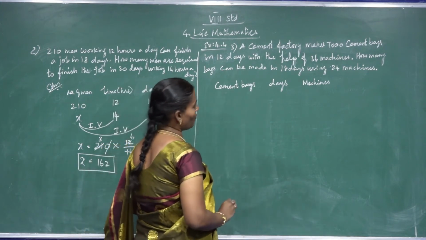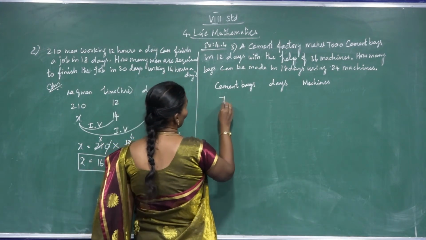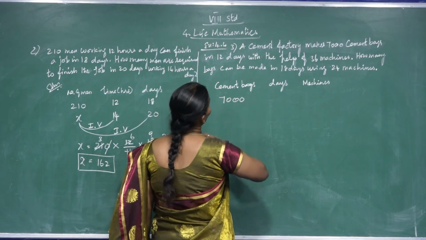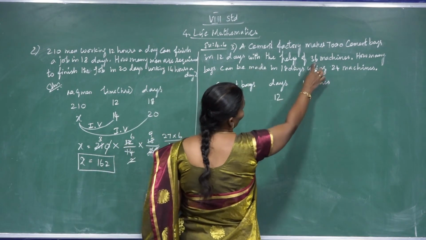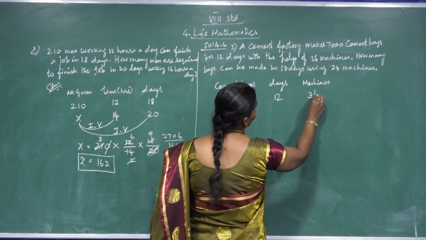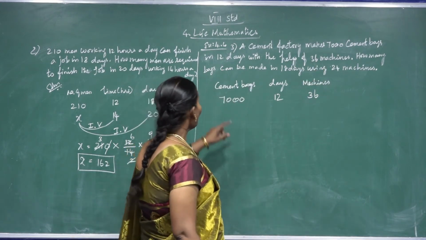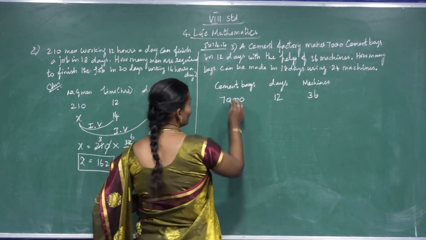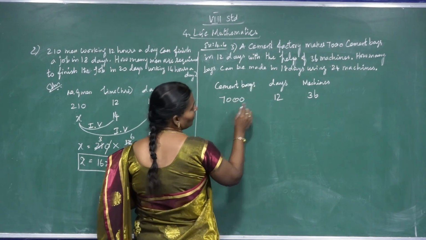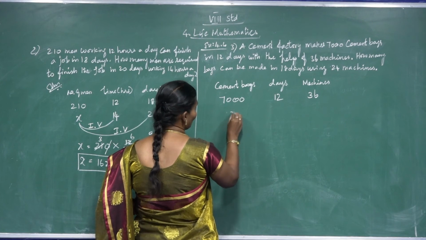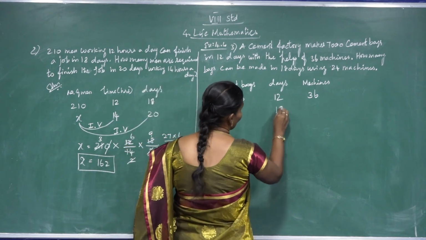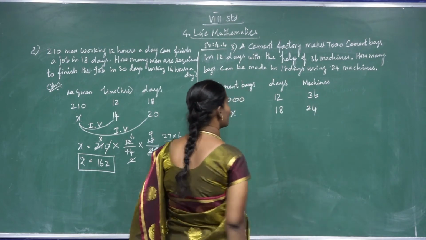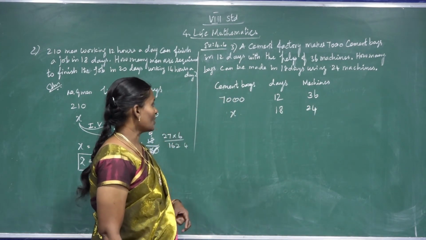Here, how many bags? 7,000 bags. How many days are needed? 12 days. How many machines? 36 machines. How many bags can be made? So cement bags is the question, and the unknown is X. Then 18 days, 24 machines. Write like this.